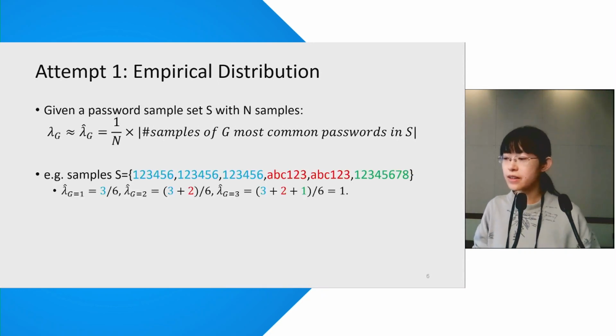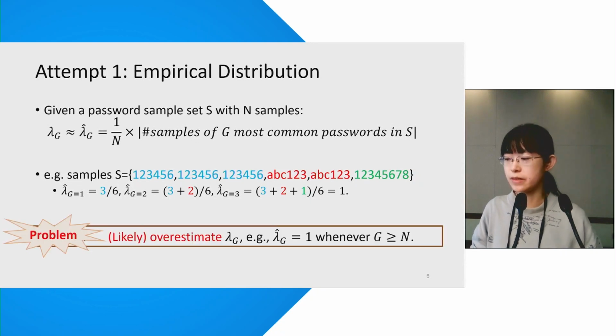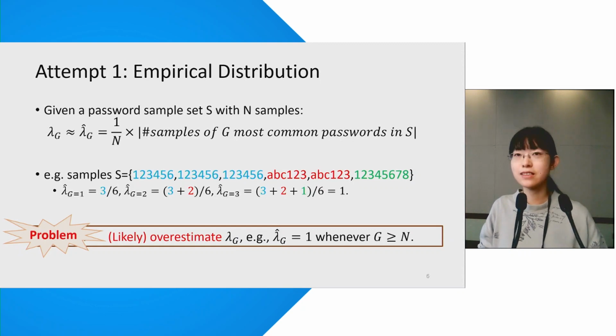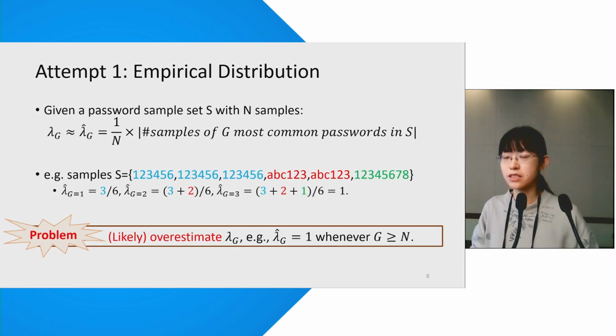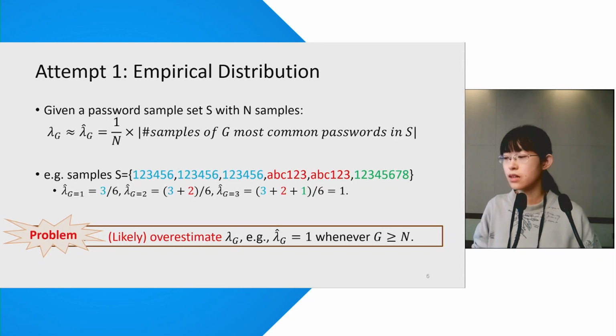Here is an example of lambda hat g, where we use the password frequency in the sample set to estimate the password probability. A downside to this approach is that it is likely to overestimate the guessing curve lambda g. Indeed, we have lambda hat g always equal to 1 whenever the guessing number g is greater than n, even when the password distribution is very strong and contains much more than n passwords.